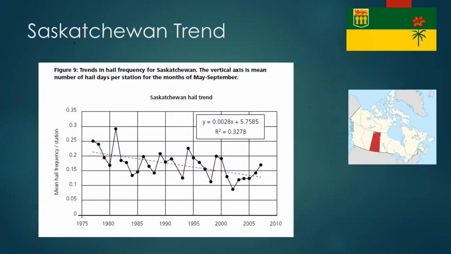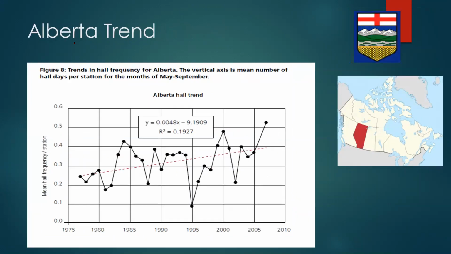Saskatchewan, very similar to Manitoba. There's a lot of variability. The trend is slightly larger for Saskatchewan, and again, somewhat negative. But interestingly, if we go to Alberta, we find quite a different trend. So again, there's still a lot of variability, but it does show an increasing trend as opposed to a decreasing trend in terms of hail frequency.